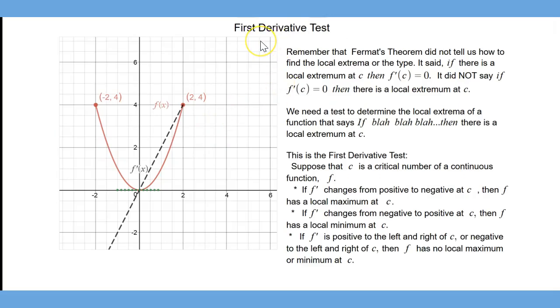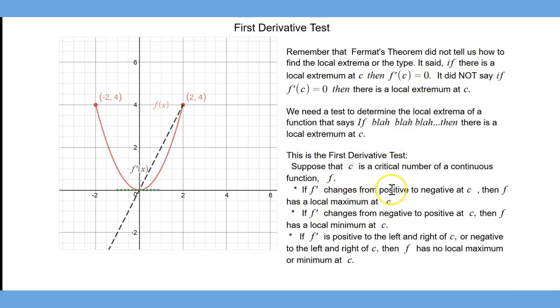Another test using the first derivative. This tells us how to find a local maximum or minimum. It doesn't say that if you have a local maximum, then the derivative is 0, like Fermat's theorem told us. Fermat's theorem was what we discussed in the last section, and there you're already assuming you have a local extremum, and it's telling you that its derivative is 0.